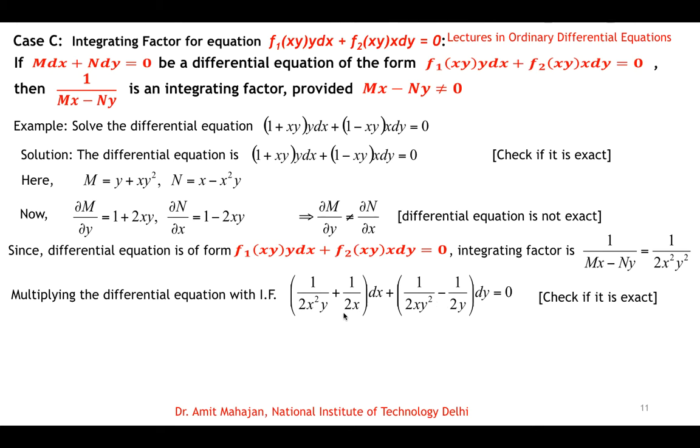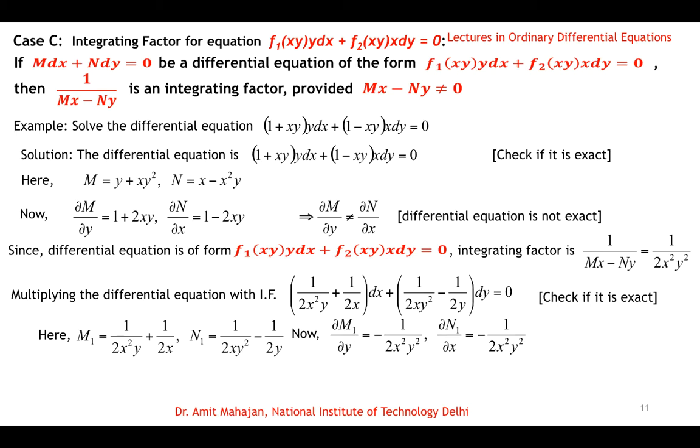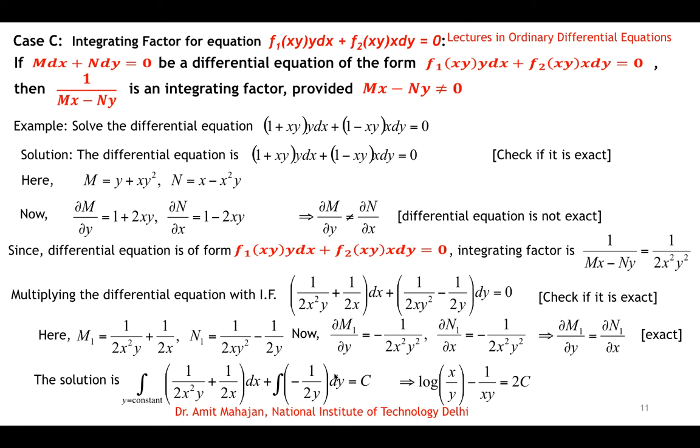So now my M1 is this, 1 by 2x square y plus 1 by 2x, and N1 is 1 by 2x y square minus 1 by 2y, and calculate M derivative y and N derivative x. So you can easily see that both are the same. So the differential equation is now exact. So I can write the solution as the integral of this M1 with x treating y as constant plus the integral of those terms of N which do not contain x. So the first term contains x, the second term does not contain x. So minus 1 by 2y integral is equal to constant. So I can integrate this and write the final solution.